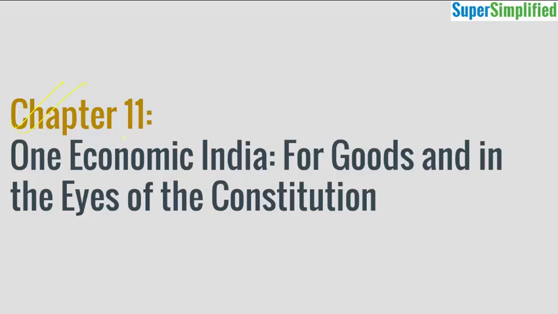The title of Chapter 11 is One Economic India for Goods and in the Eyes of the Constitution. This chapter is here because GST is going to be implemented soon. The tentative date is 1st July 2017, and with GST we are trying to materialize the dream of One Economic India by making India a single market by ensuring uniformity of taxation across the country. And to pass the GST Act, the Constitution was also amended. Constitutional Amendment Act 101 was passed in the Parliament, right?